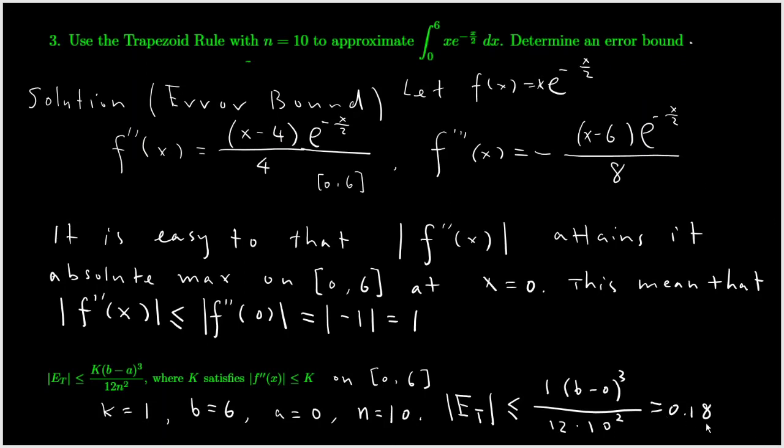Now the meaning of this number. This number means the difference between the actual value of the integral and the approximated value of the integral using the trapezoidal rule with n value of 10. The difference between two values is not more than 0.18.